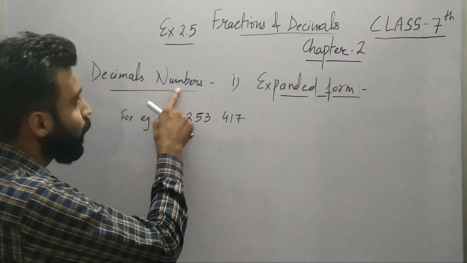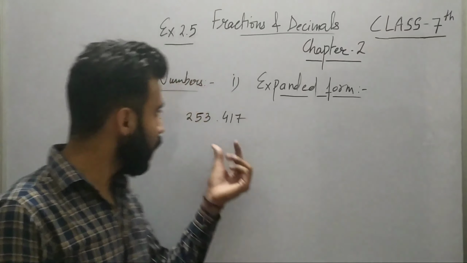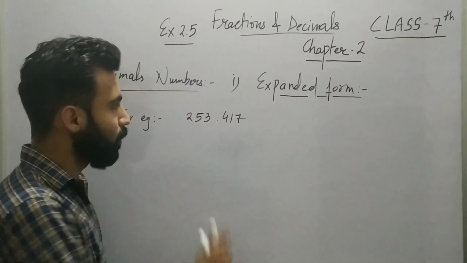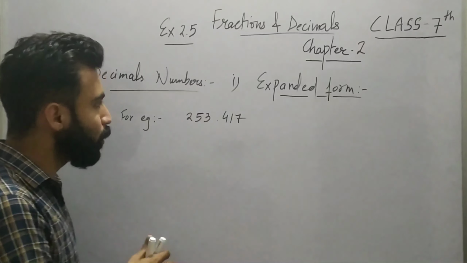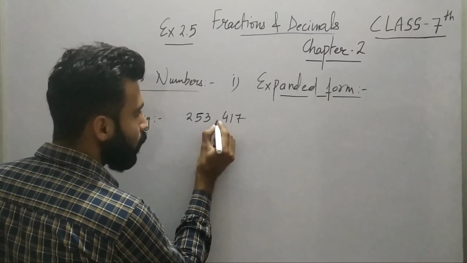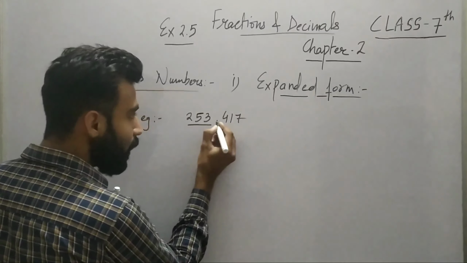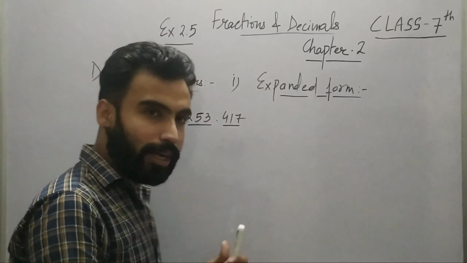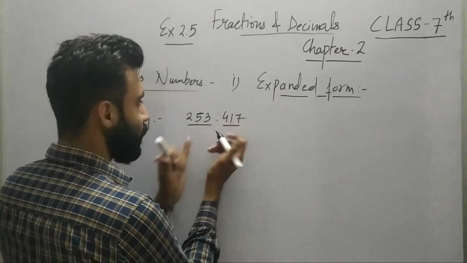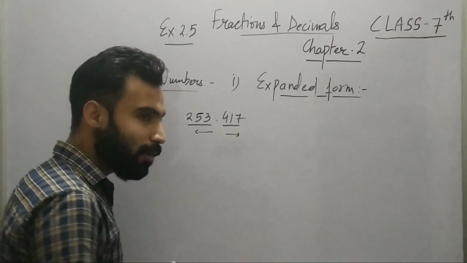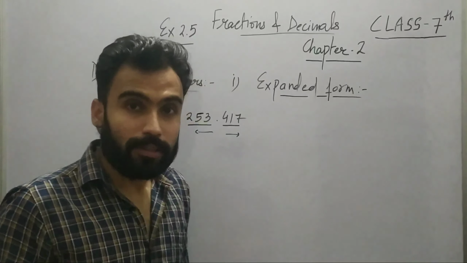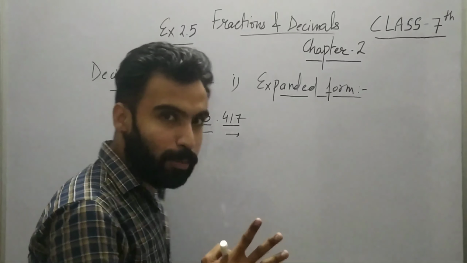So first of all, decimal numbers are something like this. You can see 253.417. So you can see there are two places: a place on the left side of the decimal, and a place on the right side of the decimal. यहाँ पे आपको एक right side में portion दिख रहा है, एक left side में portion दिख रहा है. So इस decimal value में दो portions होते हैं, एक तो right side पे होता है, एक left side पे होता है. सबसे पहले मैं आपको place value बताता हूँ क्या होती है.